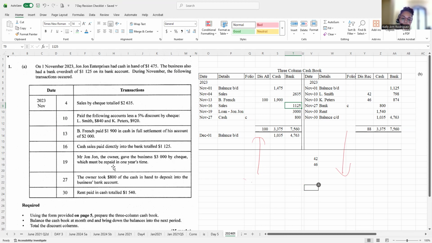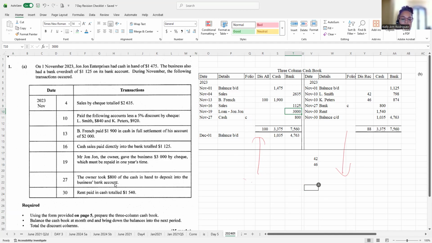So Mr. John invested into the business, but he gave them a check, which is bank. So therefore, the bank will be increasing. And it must be repaid in 1 year. So we can't put it as capital because it's like a loan. So you get a loan for $3,000. Debit. The money increasing in your bank account.